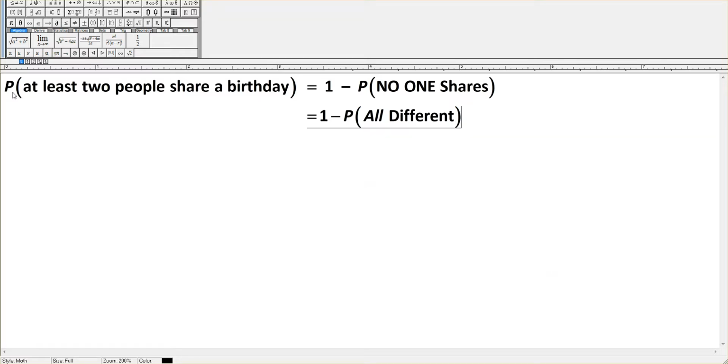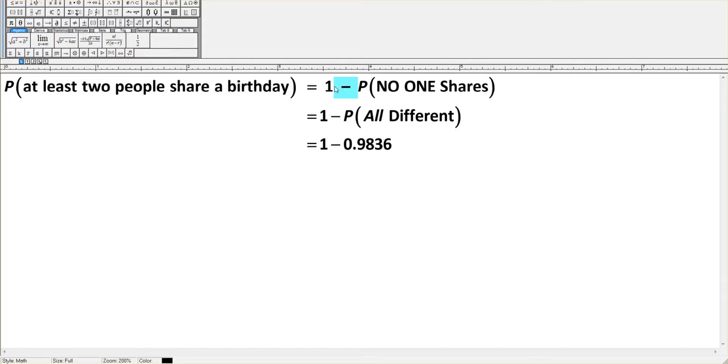So I've written this out in symbols now. So the probability that at least 2 people share a birthday is 1 minus the probability that nobody shares. But that would be 1 minus the probability that they're all different. That would be 1 minus 0.9836. Now it's 0.9836 in our problem.